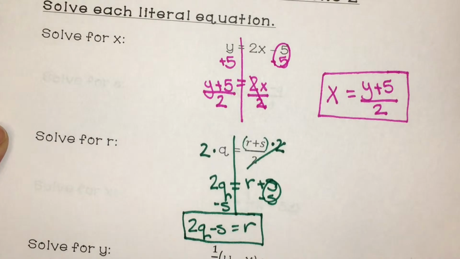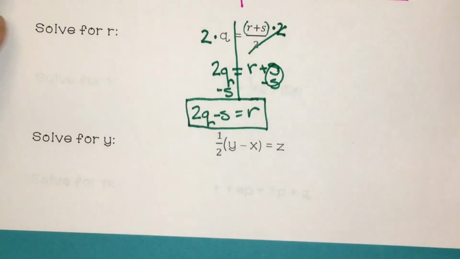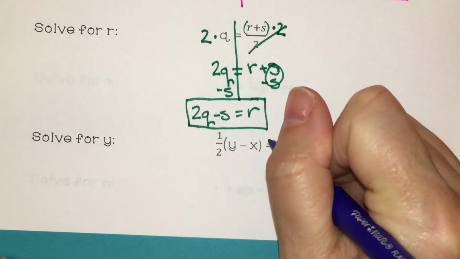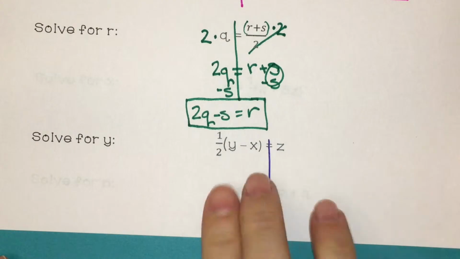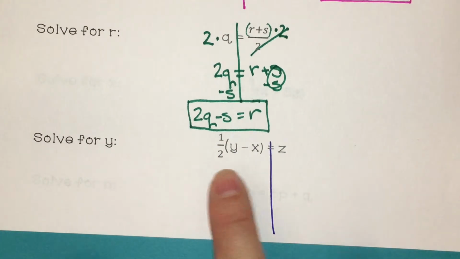All right, this one's, again, a little more complex than the previous ones. Okay, we want to get y all by itself. All right, the whole parenthesis here is being multiplied by 1/2. So we have to get rid of that 1/2 before we can do anything with the variables inside of the parentheses. Okay, so because 1/2 is multiplied by the parenthesis, opposite is to divide by 1/2.